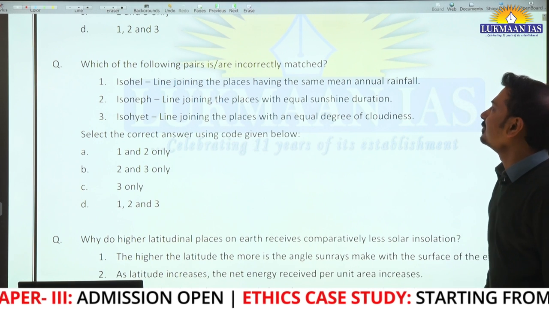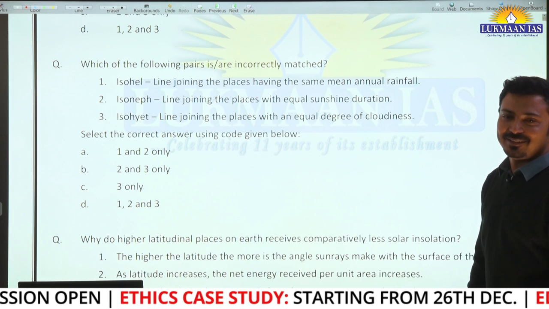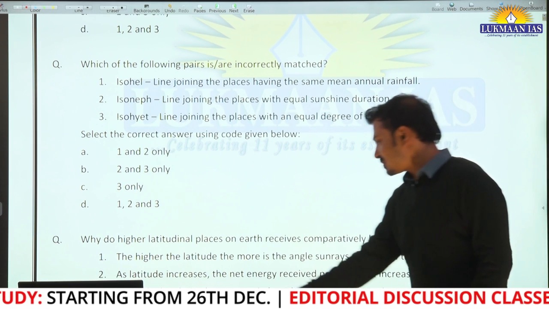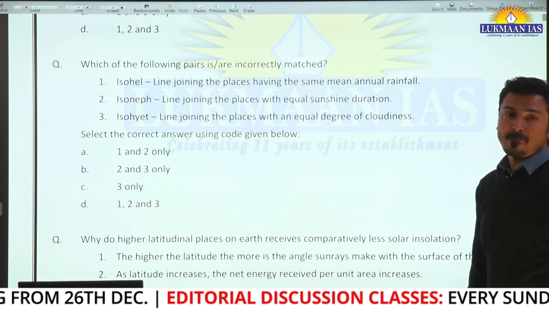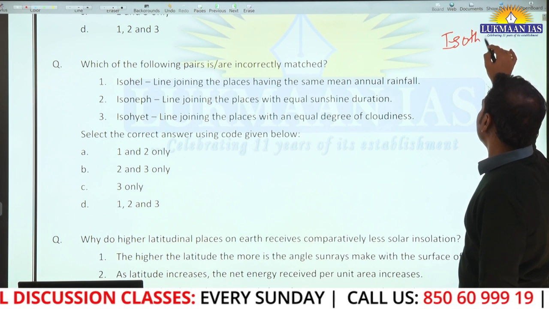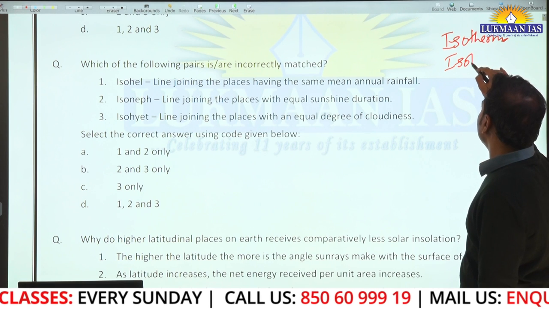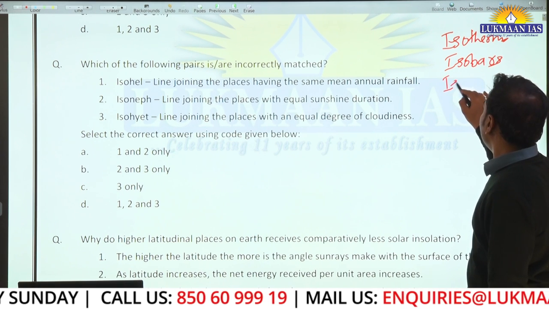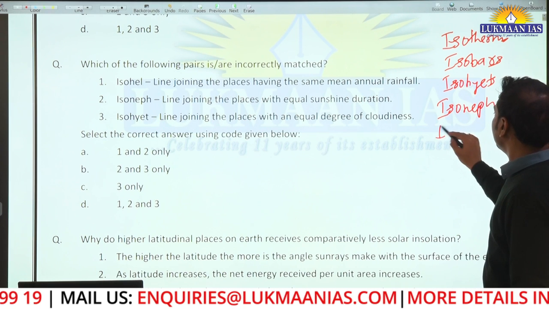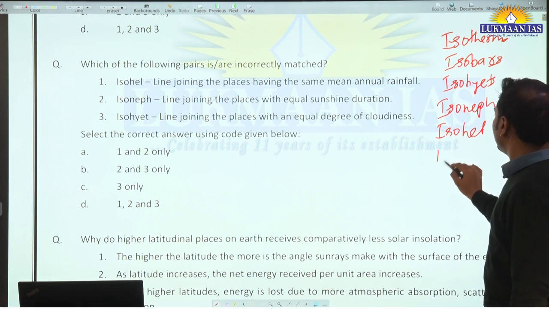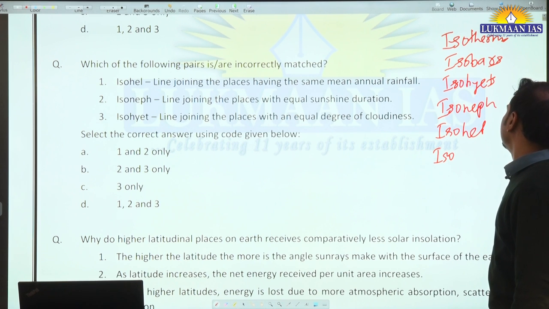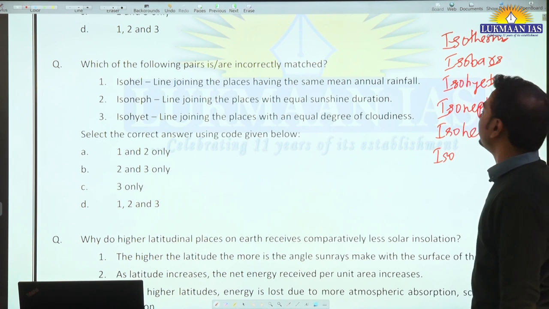ये सर ने नहीं पढ़ाया है और हमने भी नहीं पढ़ा है. There are many ISOs which are not given in NCERTs. ठीक है, so isotherms, isobars, isoheights, isonephs, और क्या है एक isohel, और isoheight हो गया. ठीक है, salinity वाला एक है, I'm not remembering salinity वाला क्या है.